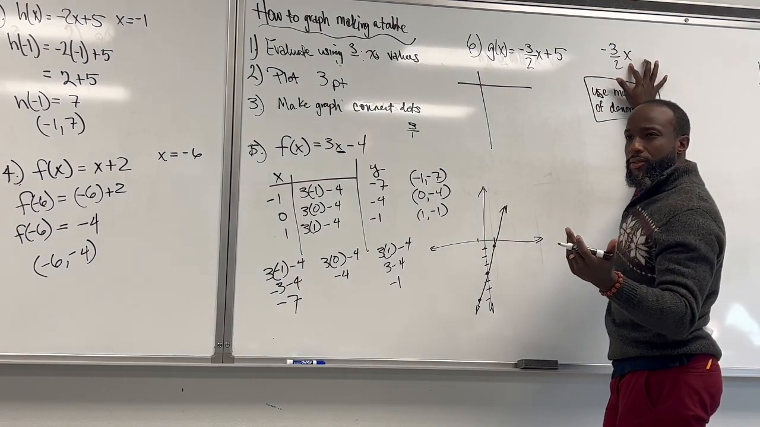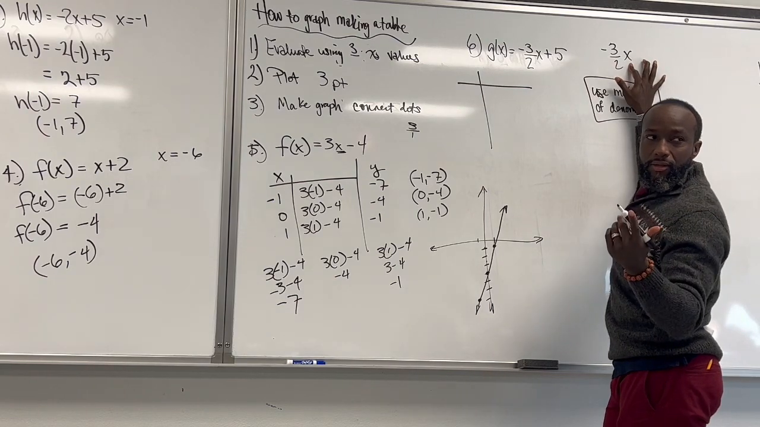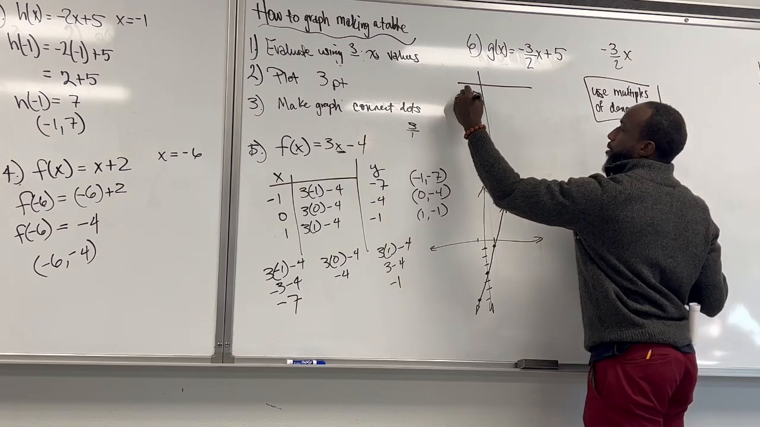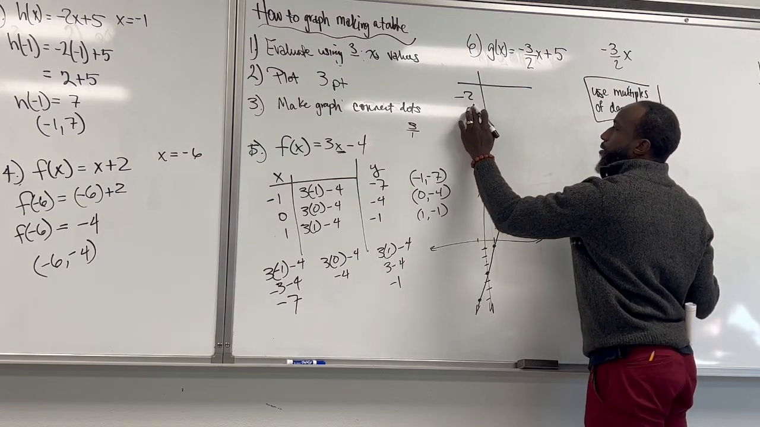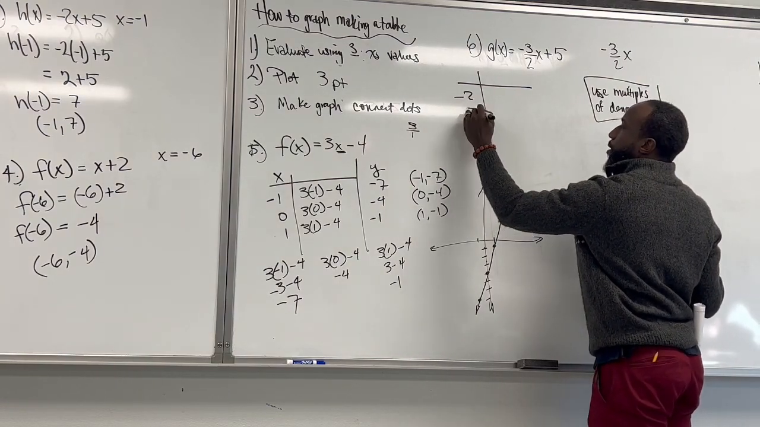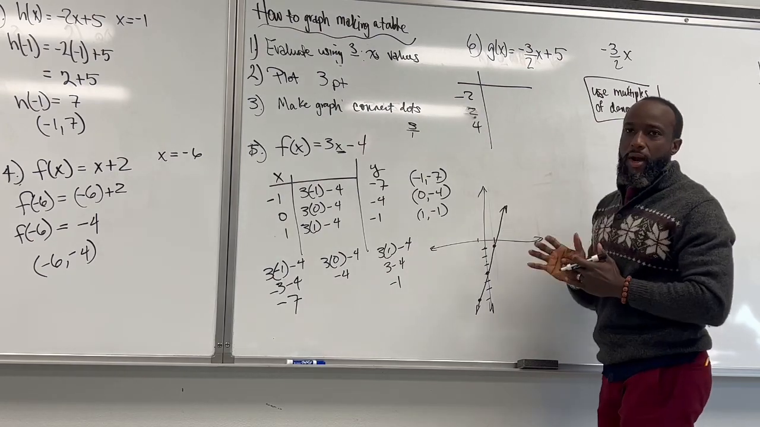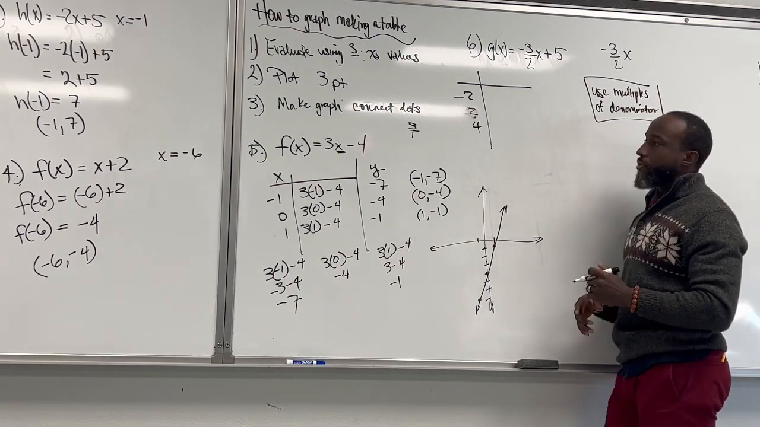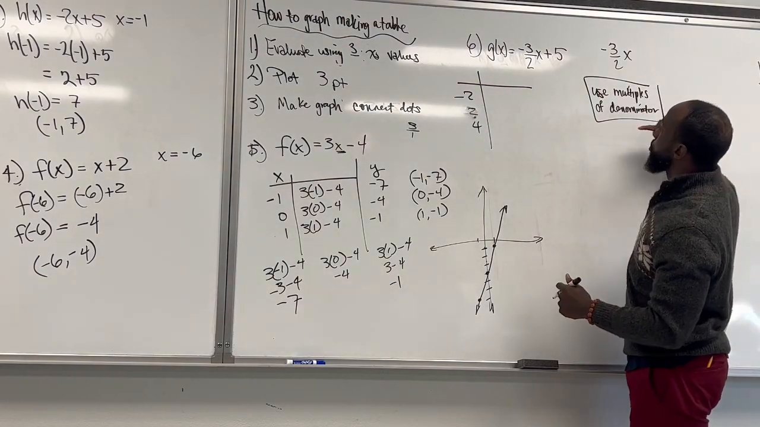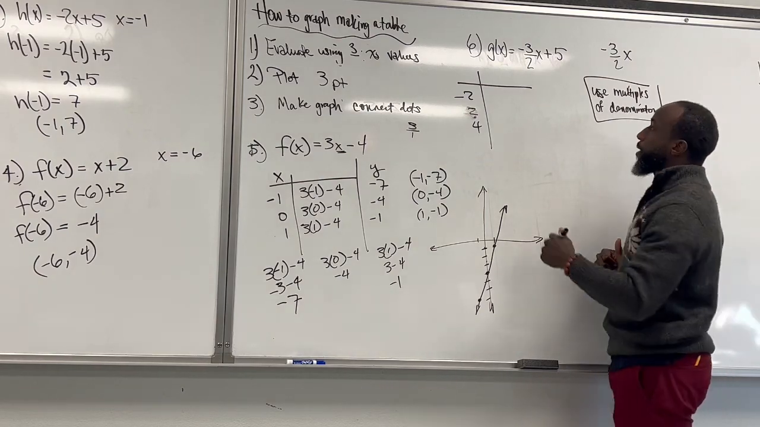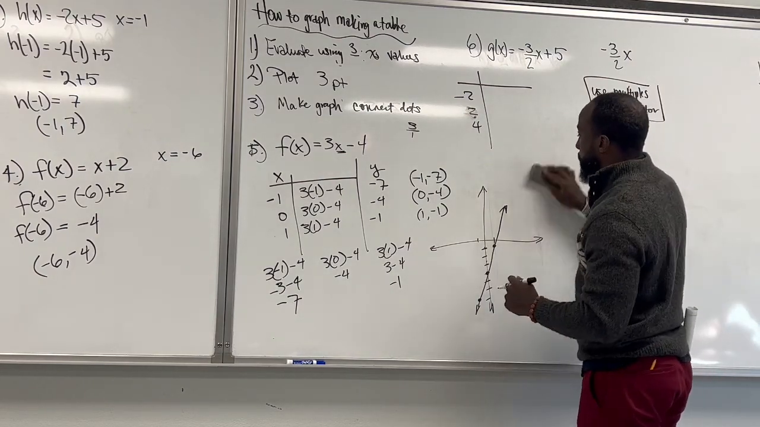What's the multiples of 2? Yeah, Evan. Yeah, -2. Yeah, you can use -2, 2, and 4. Good. You can use -2, 0, and 2, right? But good. Always use multiples of the denominator, okay? So then we can do the math, all right?